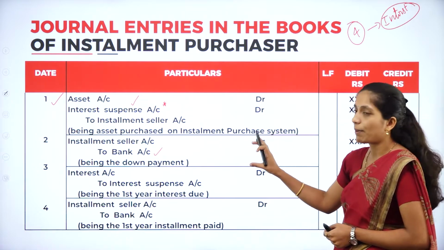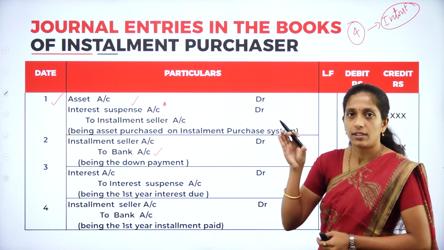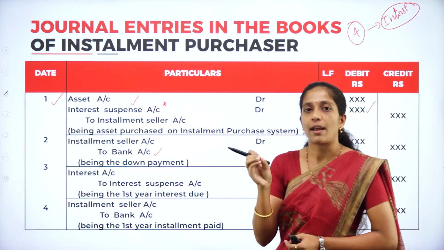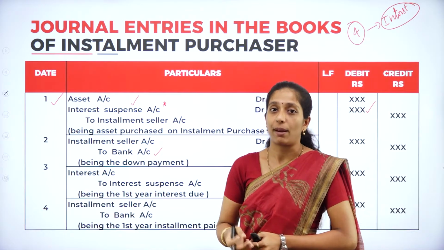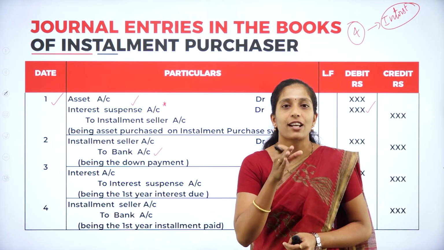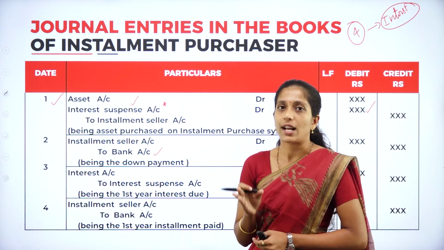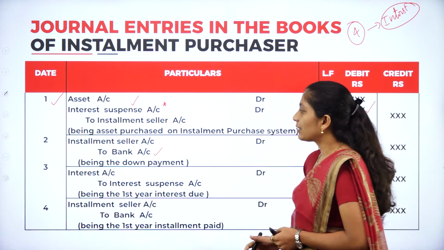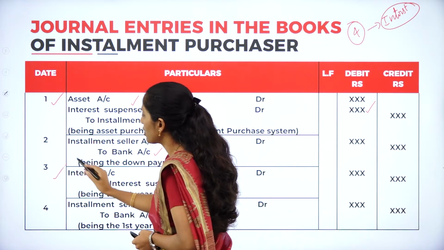The down payment is nothing but the amount paid on the date of agreement. So the amount paid is known as what? Down payment. That is a percentage of the cash price. That is known as what? Down payment. And the third entry is, as usual, for interest due.